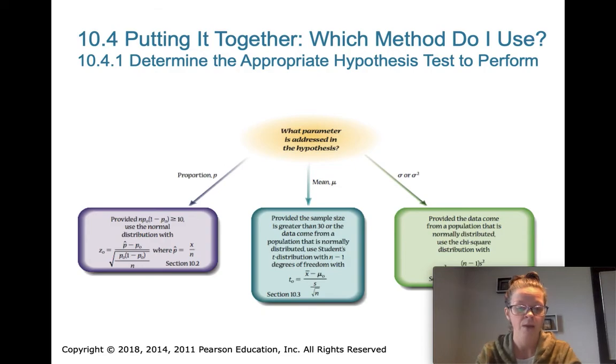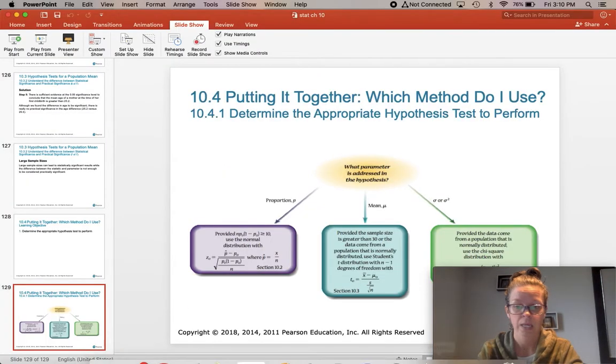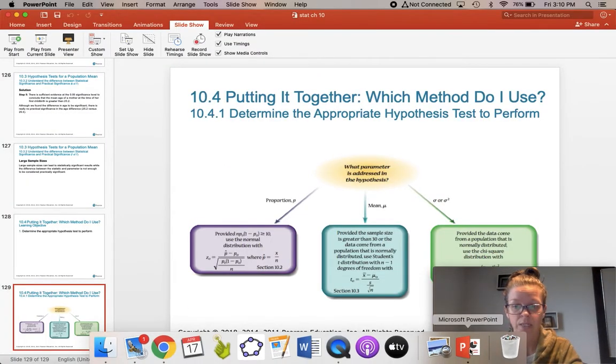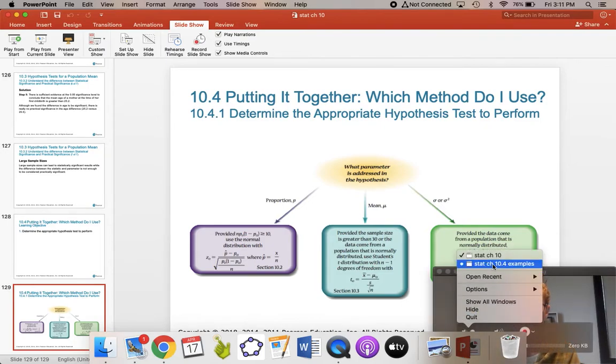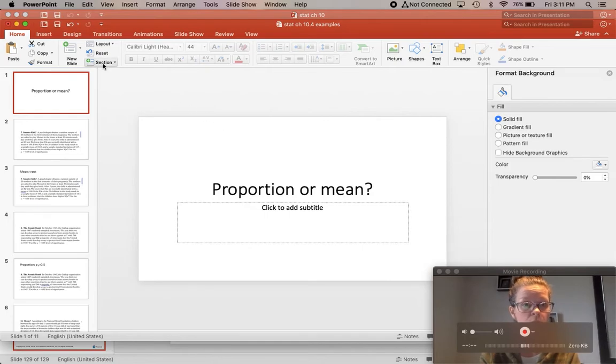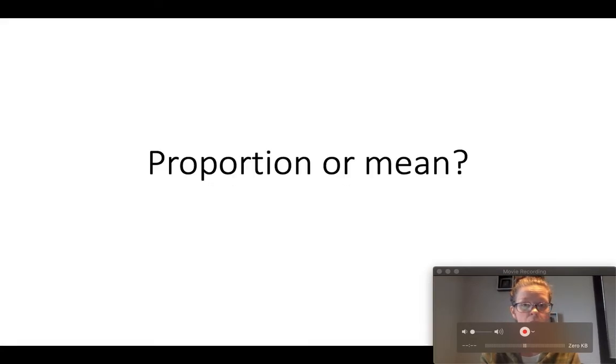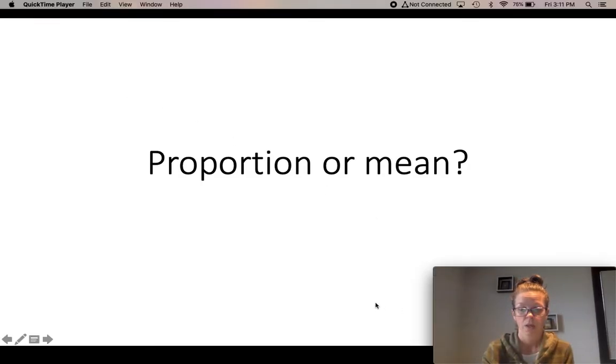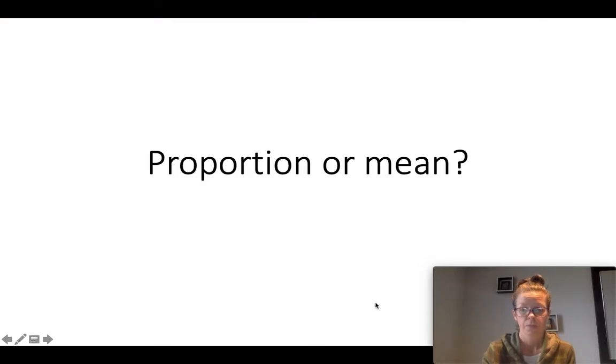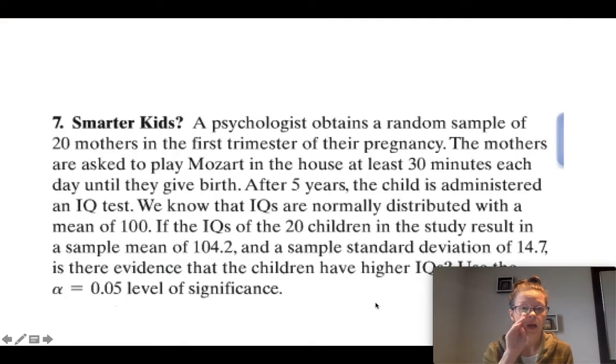So what I have now for us is just a set of example problems where you're going to need to choose which one we would do. All right, so proportion or mean. There we go. Okay, so Smarter Kids.